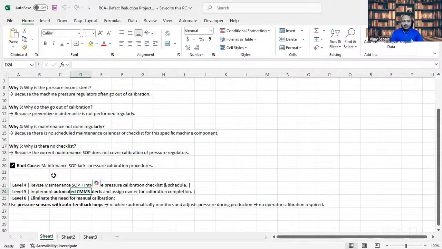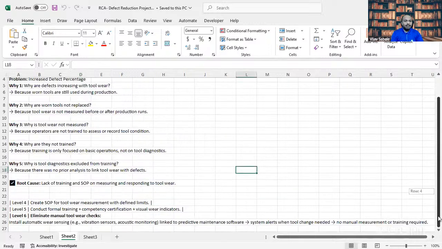Why are they not trained? Because training is only focused on basic operations, not on tool diagnostics. Why is tool diagnostics excluded from the training? Because there was no prior analysis to link tool wear with defects. So then we can say there is no knowledge that tool wear is going to result in an increase in defect percentage, and because of that, everything has happened. So it's a lack of training and SOP on measuring and responding to tool wear. So this is the root cause we got.